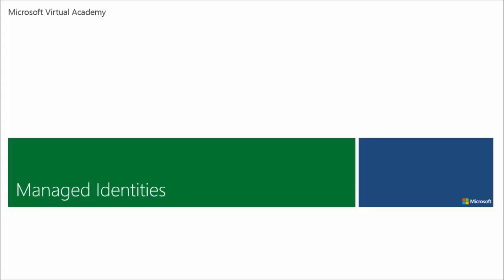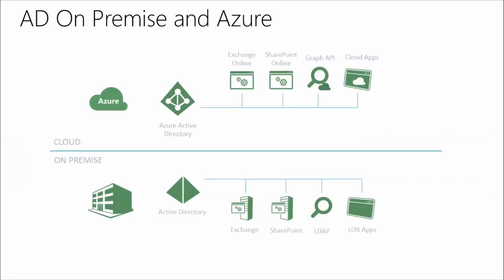Great. So in the first module, we'll talk about managed identities. And to start off the discussion, we want to talk about Active Directory. So I have in this slide two different flows here. If you look at the top of the slide, we see our cloud solution that's using Azure. And then if you look at the bottom area of this slide, you can see the on-premises counterpart to that.